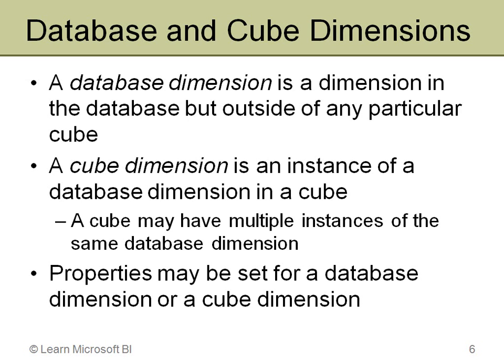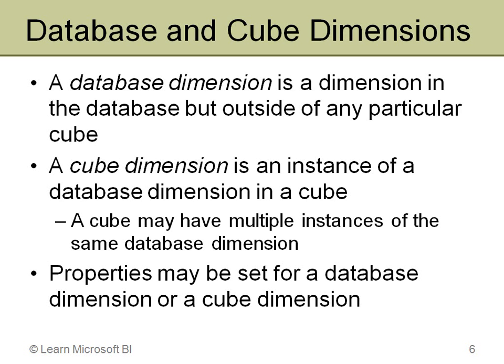In Analysis Services, there is a concept of a database dimension and a cube dimension, and these are two separate types of objects in a sense. The database dimension is what you've just created in the previous steps, or what you've seen me create. A database dimension is a dimension that's in the Analysis Services database, but doesn't necessarily belong to any cube. It is a separate object outside the realm of a particular cube.